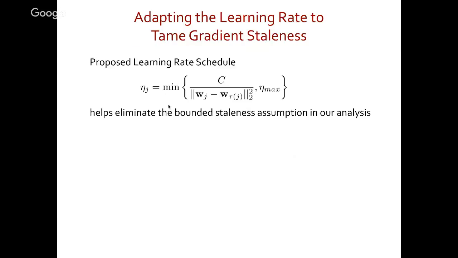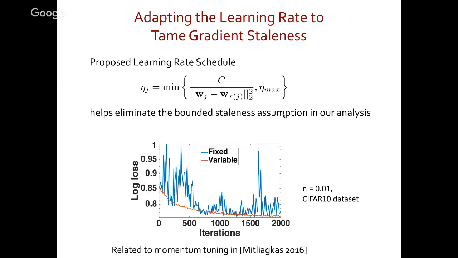So we proposed a learning rate schedule. This learning rate schedule can be used on top of other learning rate schedules such as AdaGrad or Adam. Here, whenever an update is really stale, so whenever w_j is very different from w_{τ_j}, that is the stale update, then we apply a smaller learning rate to the gradient update. It's a small tweak in the learning rate, and this allows us to remove that bounded staleness assumption in our analysis.